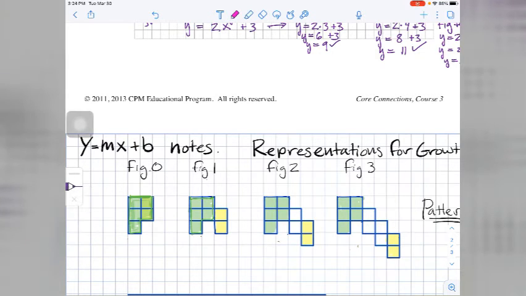In figure 1, I see that there's 1 group of 2. So I'm going to connect the shape to the figure number. In figure 2, I see that there's 2 groups of 2. And in figure 3, I see there's 3 groups of 2. So figure 1 has 1, figure 2 has 1, 2, figure 3 has 1, 2, 3 groups of 2. So I can look at it that way.